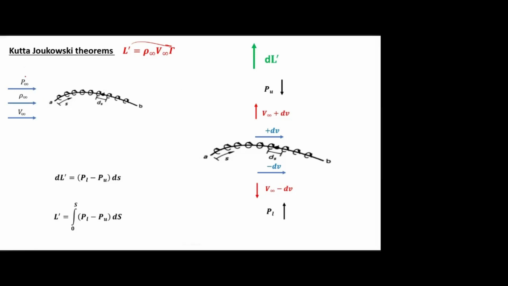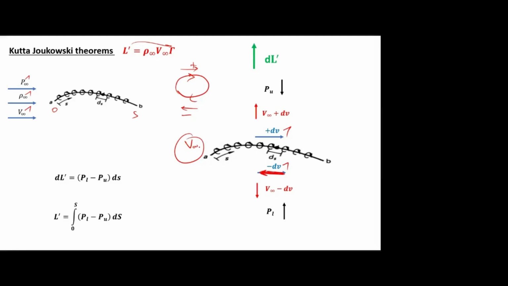Okay, so the free stream properties are pressure P infinity, density rho infinity, and velocity V infinity, and the length varies from 0 to S. You know that the free stream velocity is V infinity, and the vortex sheet has a small strength. On the upper surface it is in the positive direction, on the lower surface in the negative direction. So upper surface I am taking plus dV, lower surface minus dV, because the vortex will have tangential velocity, and both are in opposite directions. So this is positive, this is negative.